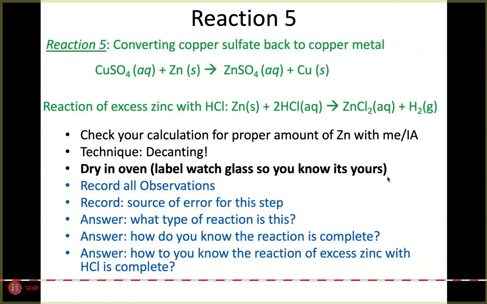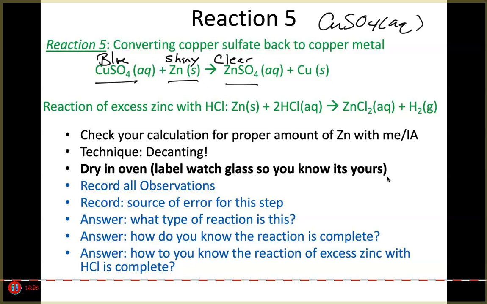So usually we would stop when we have that blue copper sulfate solution. What we're going to do is take copper sulfate, react with zinc to create zinc sulfate. So this is going to be basically a shiny metal. This is going to be blue. This is going to be clear. And this will be obviously copper colored because it's copper solid.